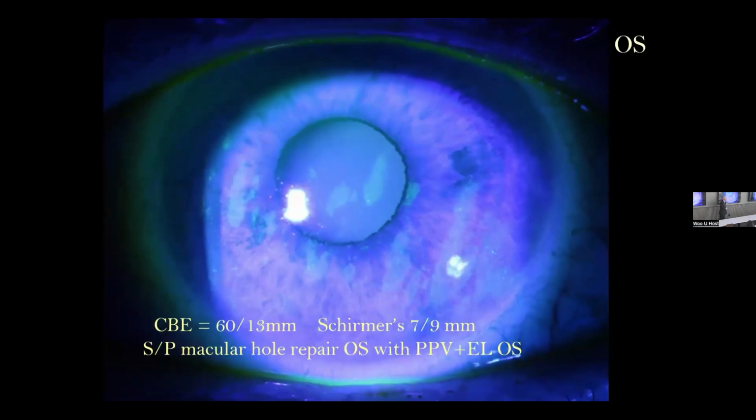And I hit pay dirt. Remember, normal corneal sensation readings, Cochet-Bonnet, are 45 or higher. The untouched right eye is 60. This eye is 13. Why is that? They've been to their local retina surgeon, okay? They got a macular hole repair with pars plana vitrectomy and endo laser, okay?